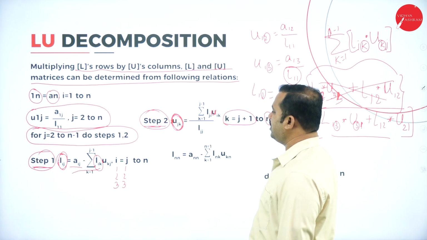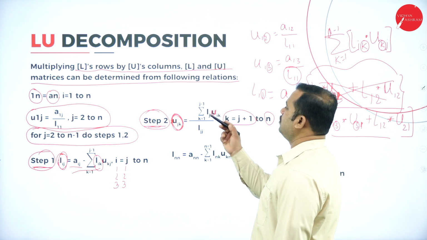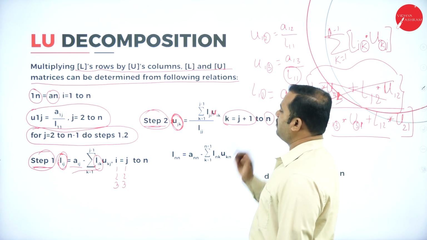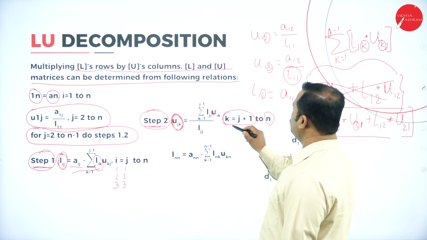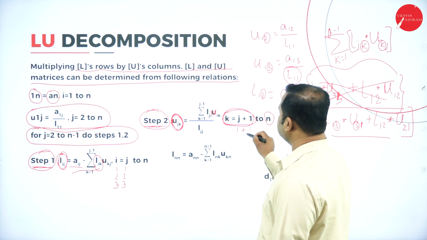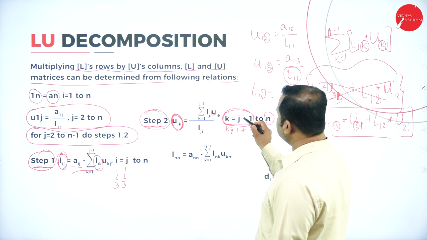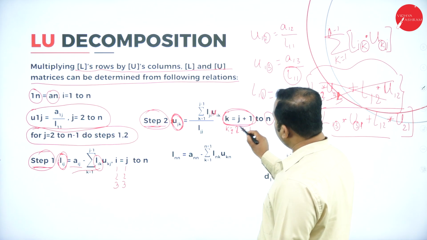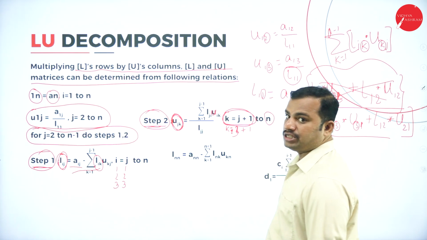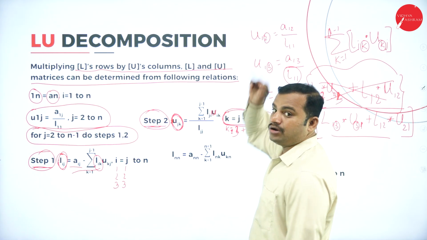How can I define that upper triangular matrix? Let me take some values, ranging from k equal to 1 to j minus 1, where k is equal to j plus 1. That means if j is equal to 1, 1 plus 1 is 2, so k is equal to 2. Then when j is equal to 2, k is equal to 2 plus 1, that is 3, so k is equal to 3. That is how it is going to compute the upper triangular matrix elements.